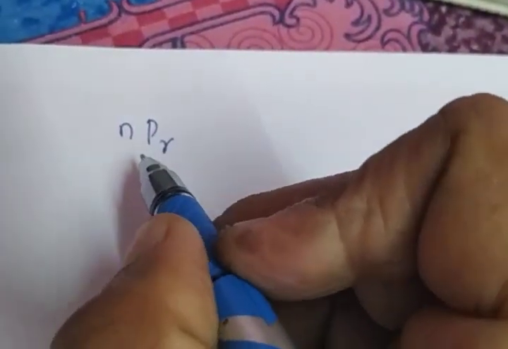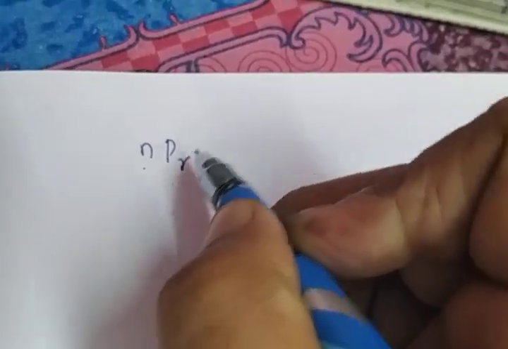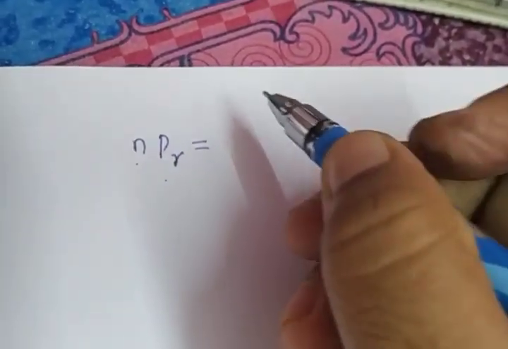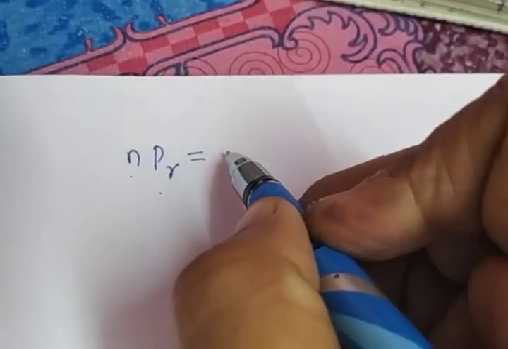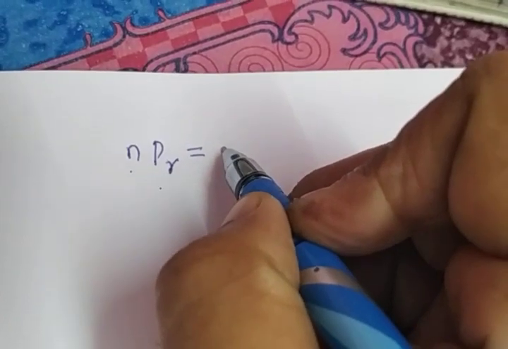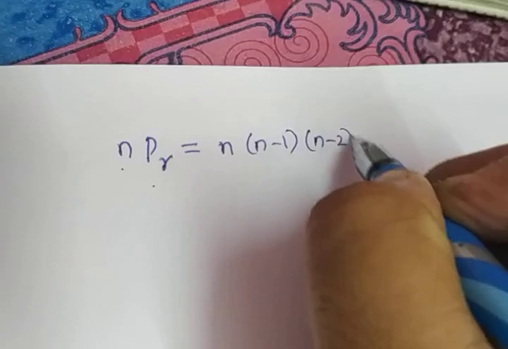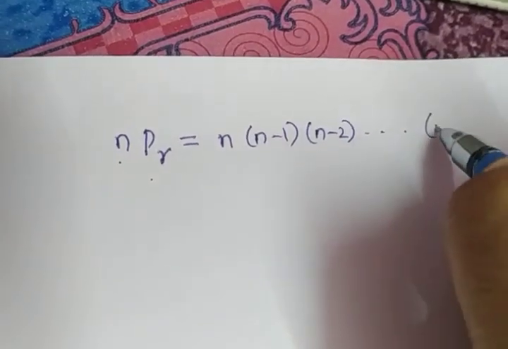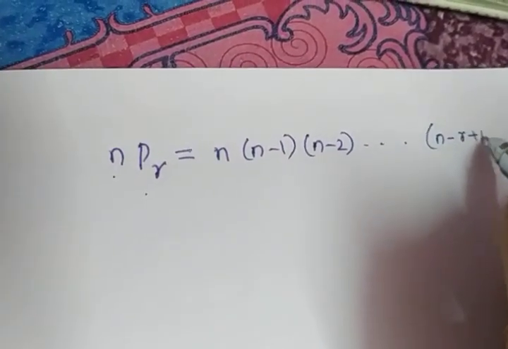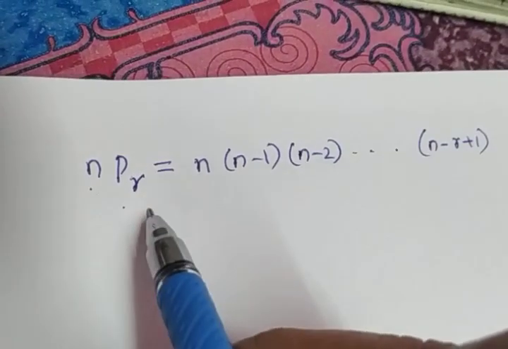So nPr is the number of permutations of n objects taken r at a time. By the fundamental principle of counting, we can write nPr as n into (n minus 1) into (n minus 2) into etc. into (n minus r plus 1). This is the actual formula of nPr.